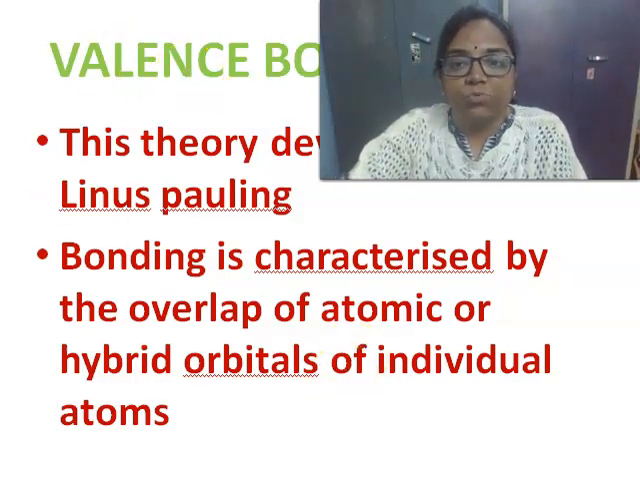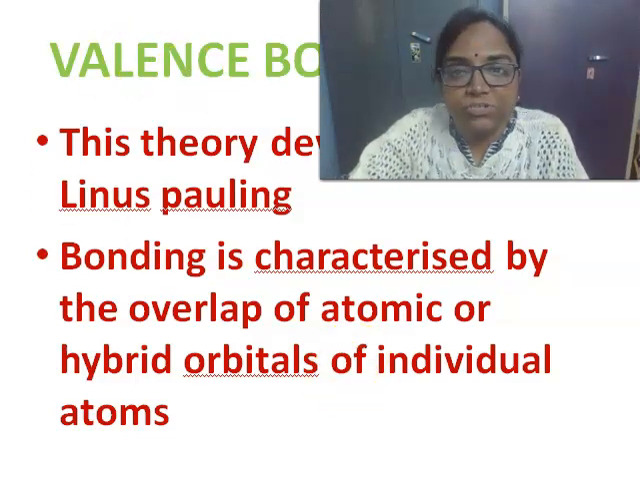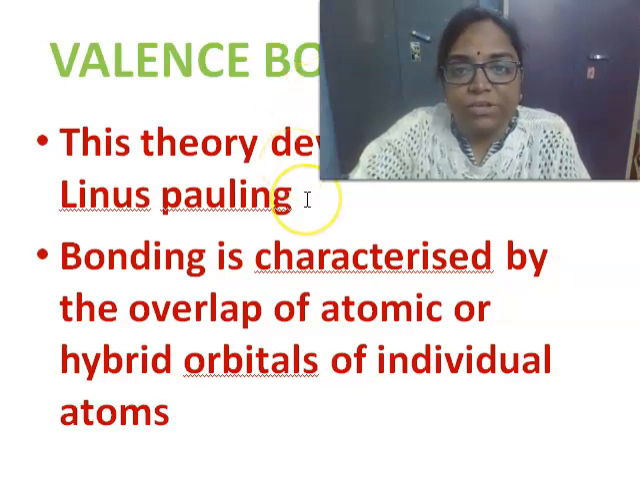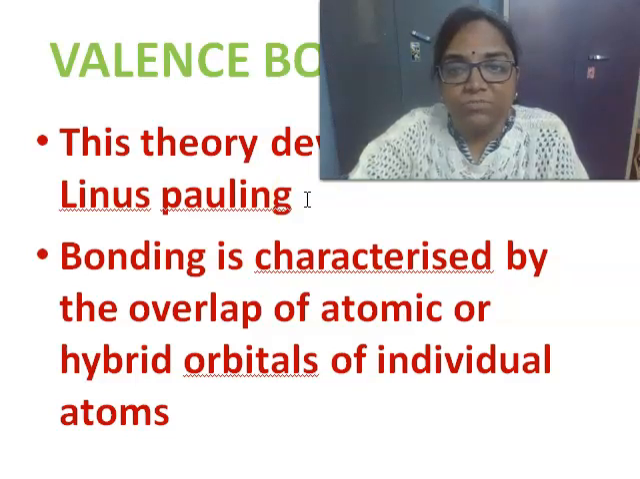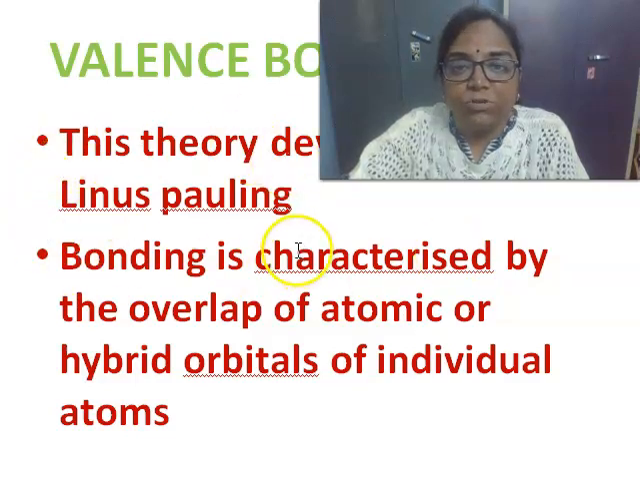First we'll move on to the introduction part of the valence bond theory. This theory was developed by Linus Pauling, so it is otherwise called Pauling's theory. This valence bond theory mainly talks about the overlapping of the atomic or the hybrid orbitals of individual atoms.